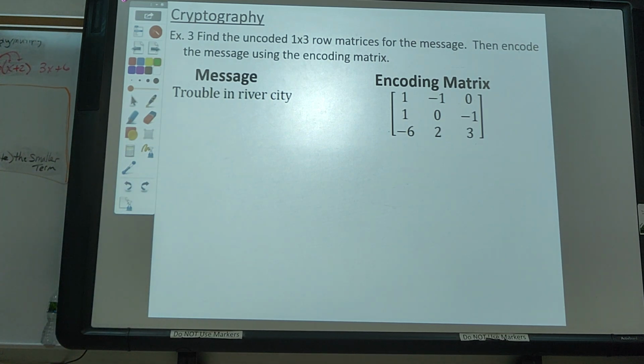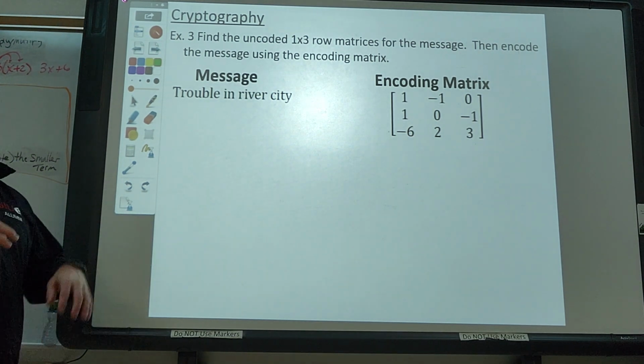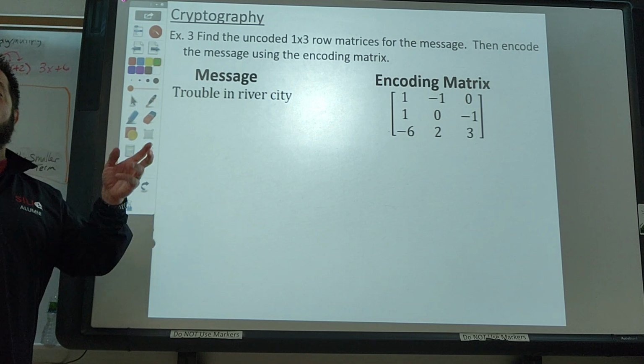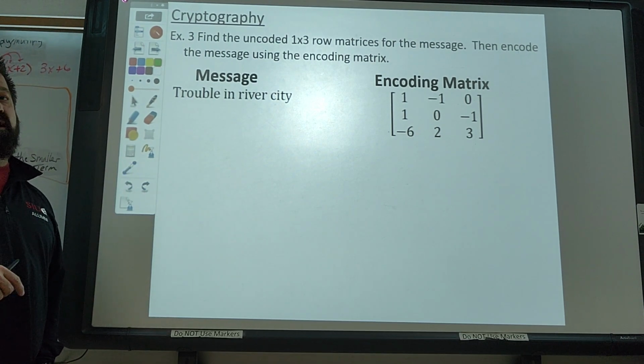There's a whole movie about this called The Imitation Game, about Alan Turing, a famous mathematician who created a machine to go through and do all the different combinations and use logic to try to figure out how to do the code.